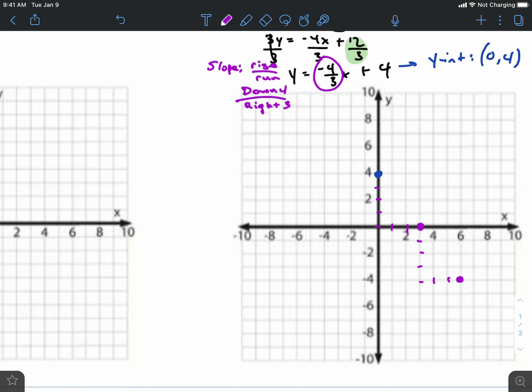Okay, and then the opposite of going down 4, right 3, would be to go up 4, left 3. What does that look like as a slope? Well, you could go 4 over -3. Okay, so we can go up 4, 1, 2, 3, 4, left 1, 2, 3. Okay, and that'll be good.